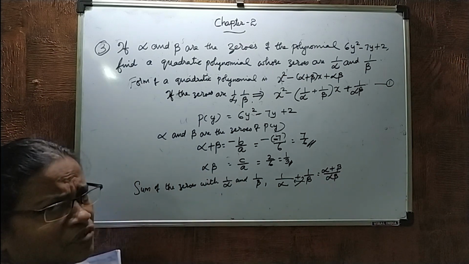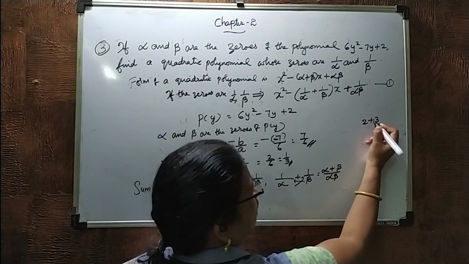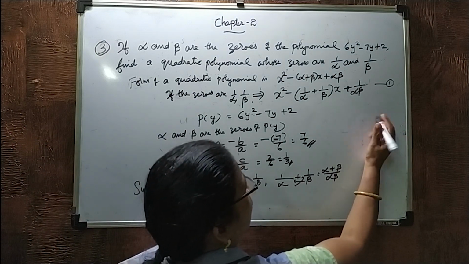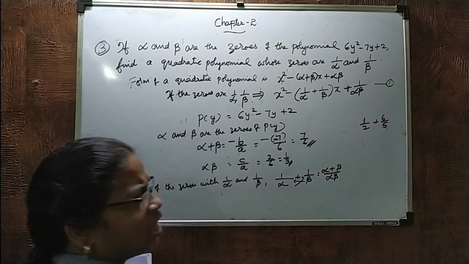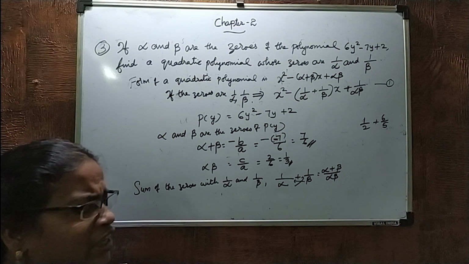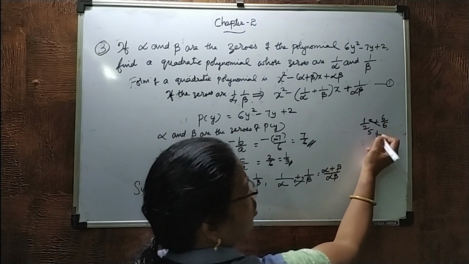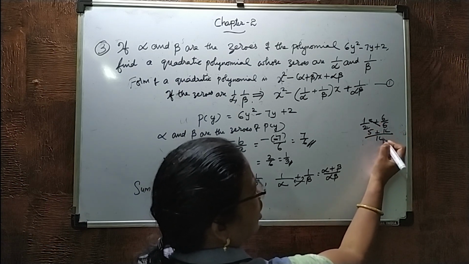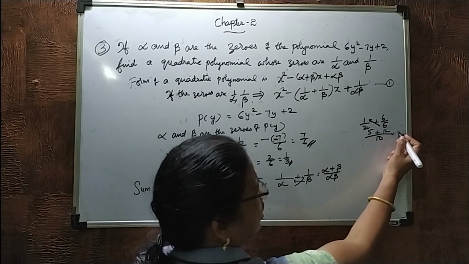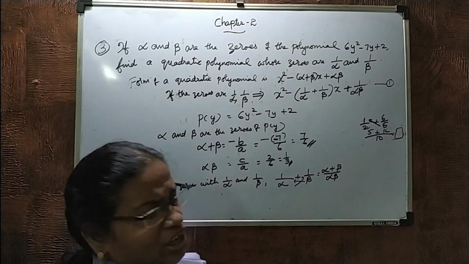With numbers, how will you find it out? Suppose here it is 1 by 2 plus 1 by 5. We'll take the LCM and all. If you are not taking the LCM, what are you going to do? Always multiply 1 into 5, 5 plus 2 into 1, divided by 2 into 5, 10. When you just take it, the answer will be the same as with the LCM.